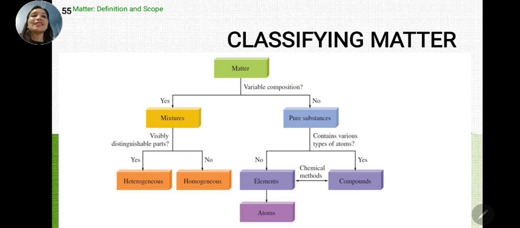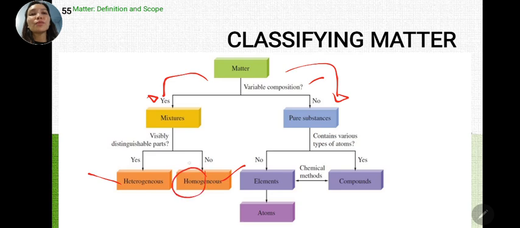So, how do we classify matter? Matter can be classified into mixtures or pure substances. So, we just have to ask dito sa diagram, does it have variable composition? If yes, they are mixtures. If no, they are pure substances. Kapag mixture siya, do we visibly see distinguishable parts? If yes, they are heterogeneous. If no, they are homogeneous.